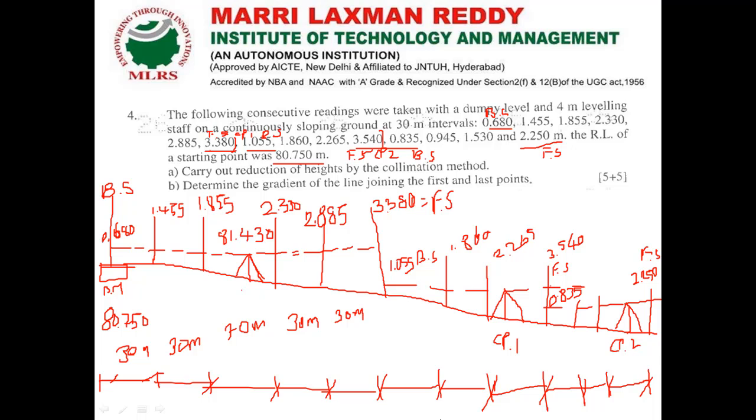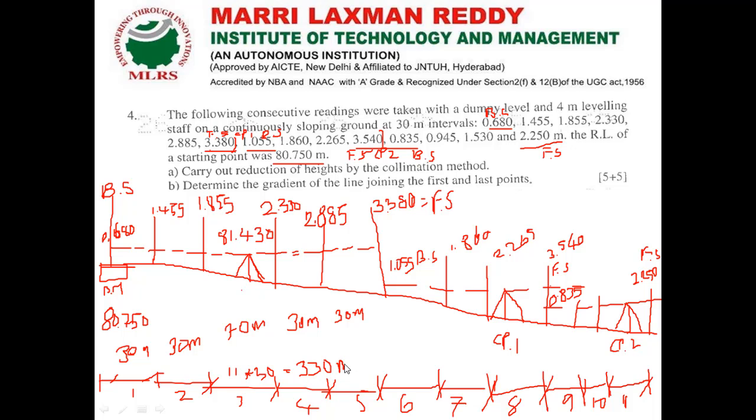So the total number of pairs are 1, 2, 3, 4, 5, 6, 7, 8, 9, 10, 11. So the total distance covered is 11 into 30 meter, so that is 330 meter.